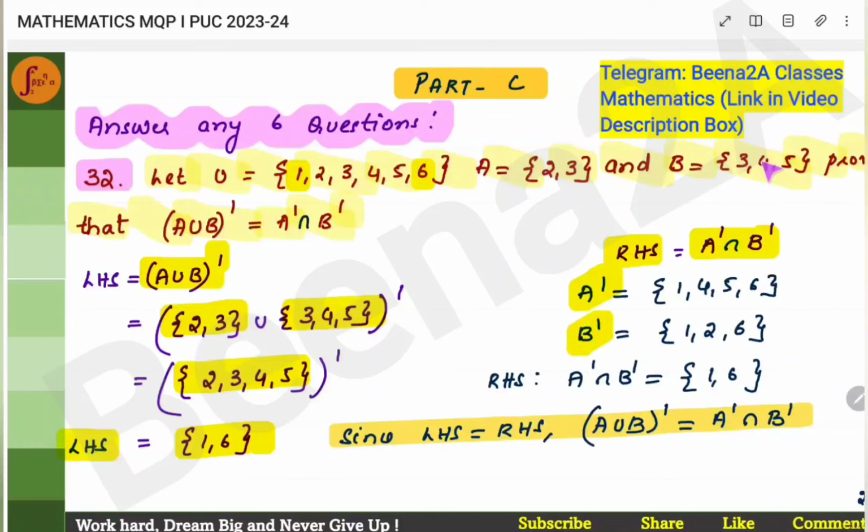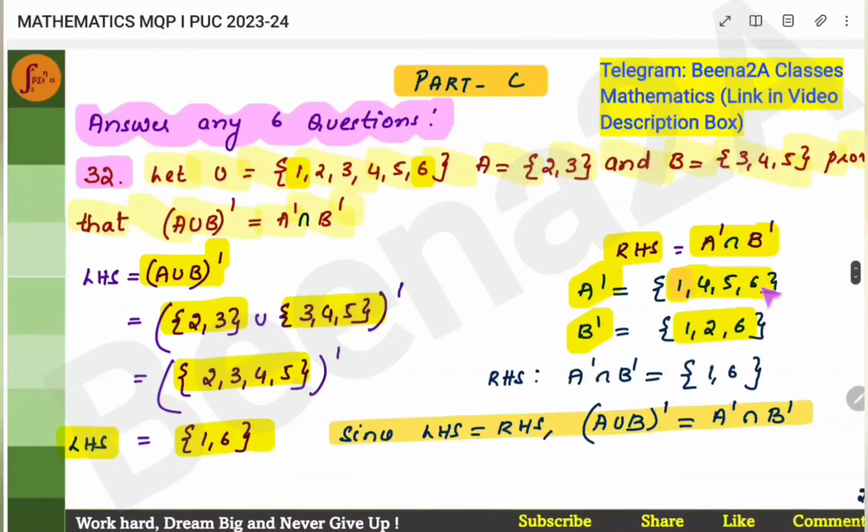Now, for B complement, you should take elements in the universal set which are not in set B. So ignore 3, 4, 5 and take the remaining elements. So you'll get 1, 2, 6. Now you find the common elements, the intersection between these two sets. 1 and 6 is common. So this is the answer. Now if you notice, LHS and RHS have the same set. So we can say that this statement is true. A union B complement is same as A complement intersection B complement.